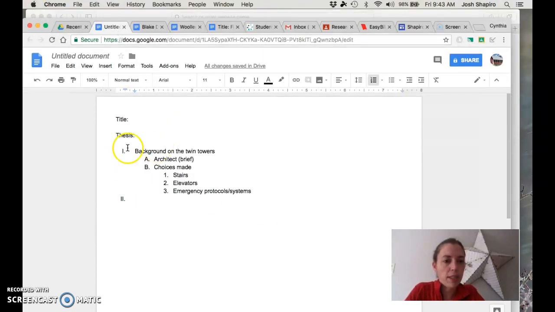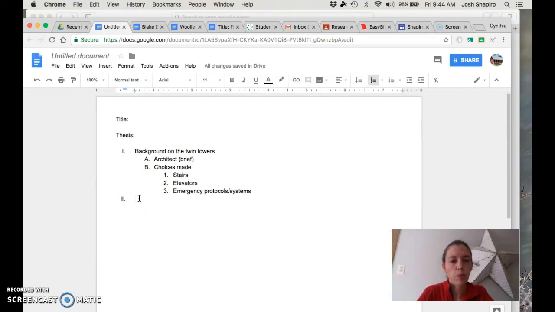You want to have your main ideas as your Roman numerals, and then you want to have your A's and B's as, these usually represent paragraphs, by the way. The letters, not the Roman numeral itself. The Roman numeral is suggestive of a handful of paragraphs that seek to answer that main idea. Okay? So let's just make something up here.